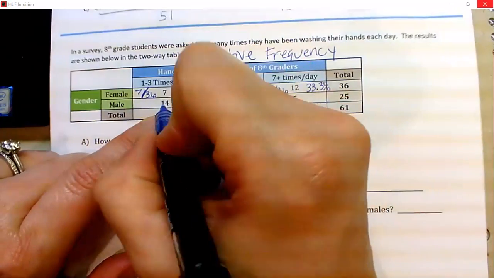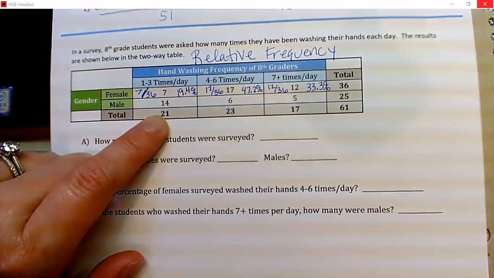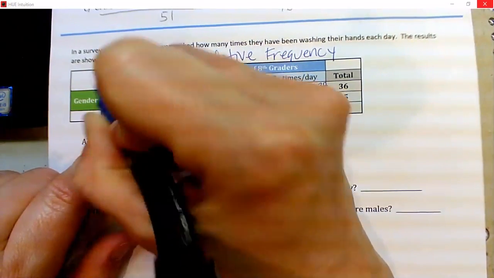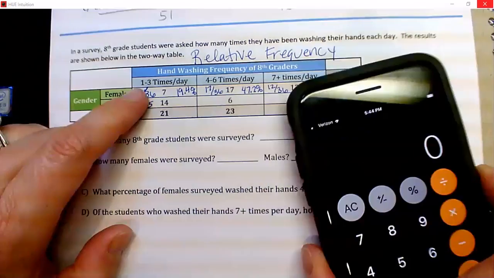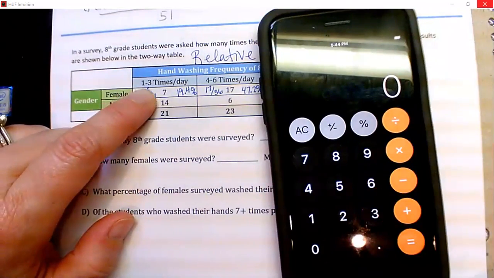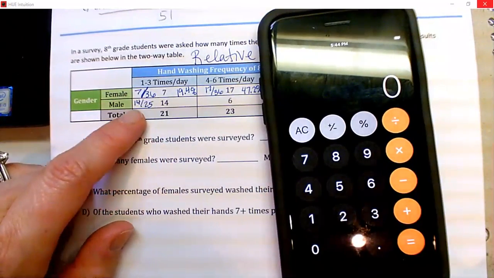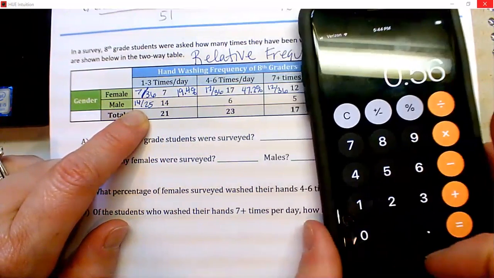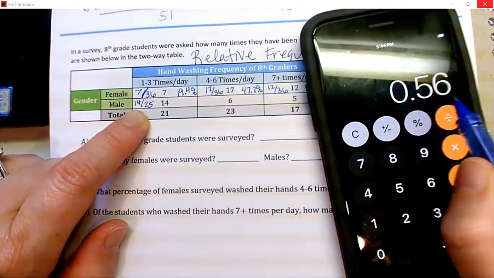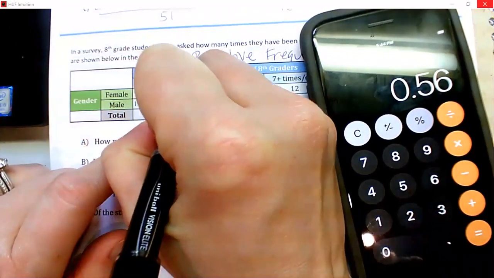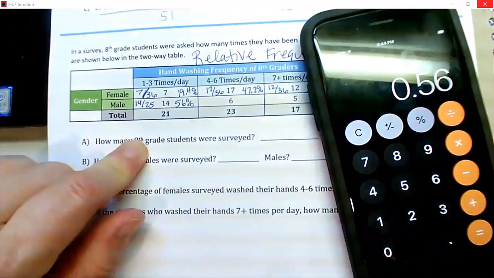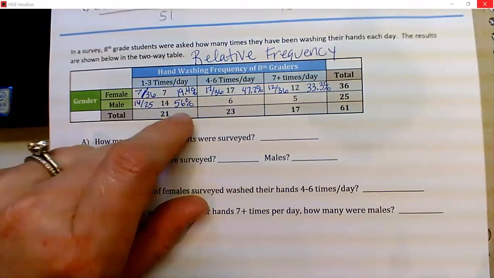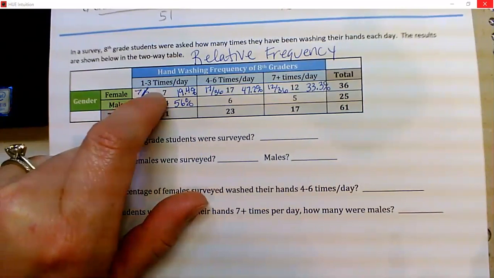So this time our denominator is not going to be 36. Our denominator will be 25. So 14 out of 25 falls into the 1 to 3 times a day category. If I move my decimal 2 times to the right, that's 56% of the boys washing their hands 1 to 3 times a day.